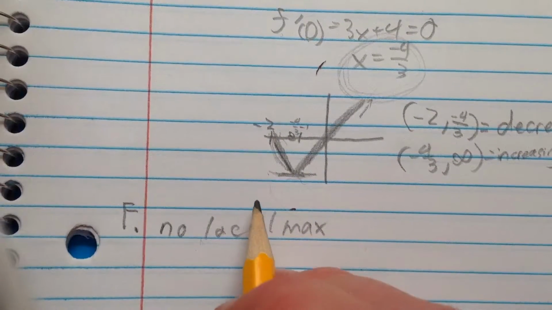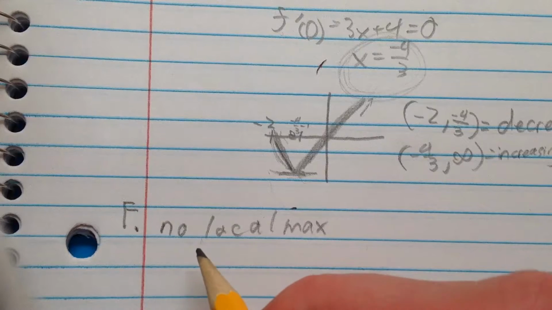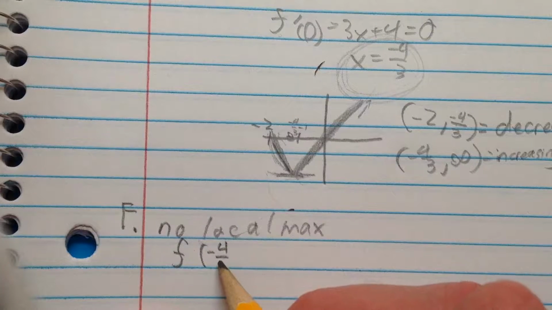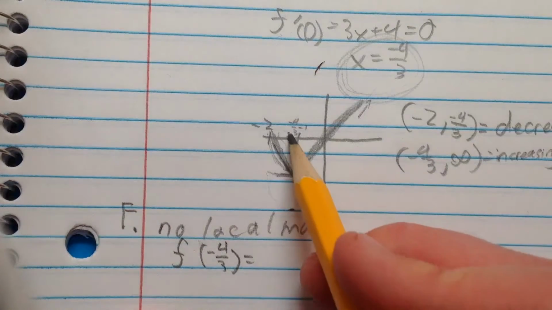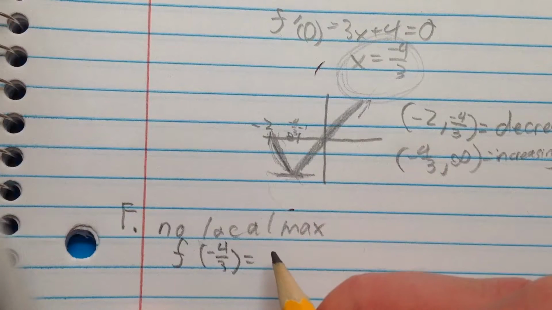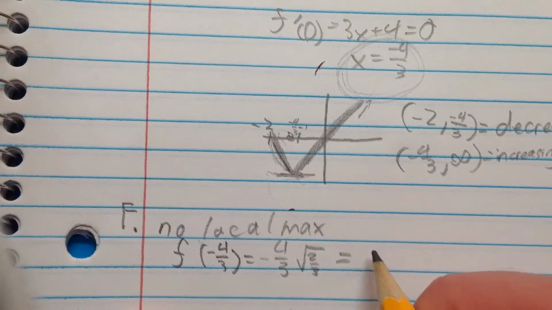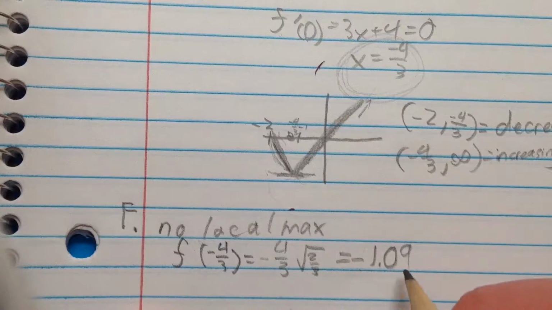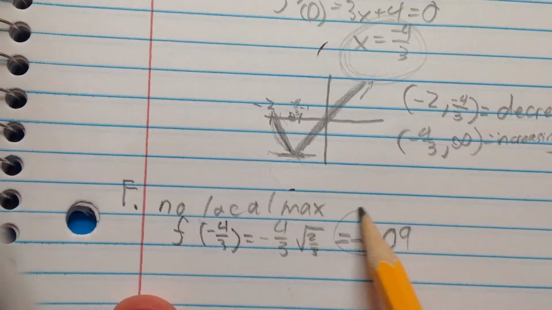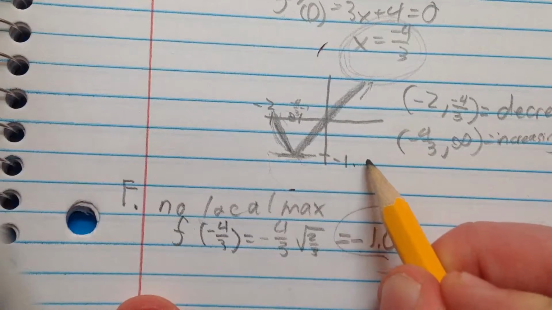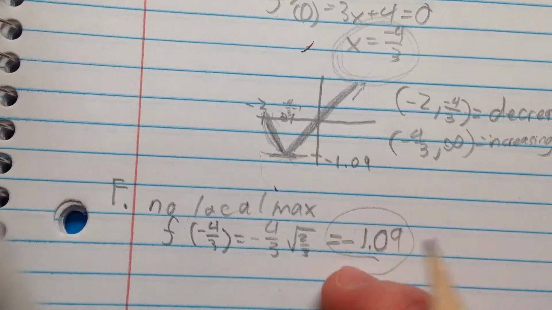and we can find the local min by plugging in the x value we discovered not too long ago, because the local min happens at negative 4 over 3. So we get negative 4 over 3 times the square root of 2/3, because we do the math, and then we get about negative 1.0 something, probably 9. Okay, so now we know that our local min is probably going to be at negative 1.09, and that's good.